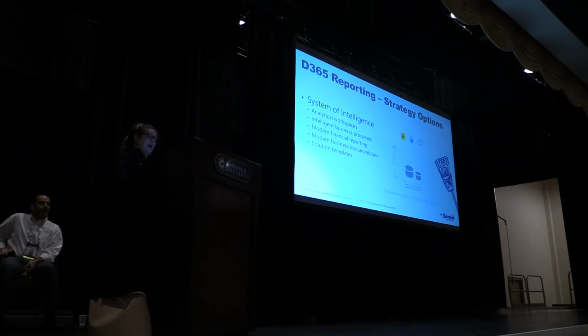Some options of how you can do this within the platform are the analytical workspaces, and I'm going to go ahead and show this to you in a little bit. The workspaces help users navigate through interesting trends and patterns, make quick decisions, and take relevant actions, all without leaving the workspace. There are intelligent business processes, which offer suggestions and recommendations based on a combination of business rules and artificial intelligence.